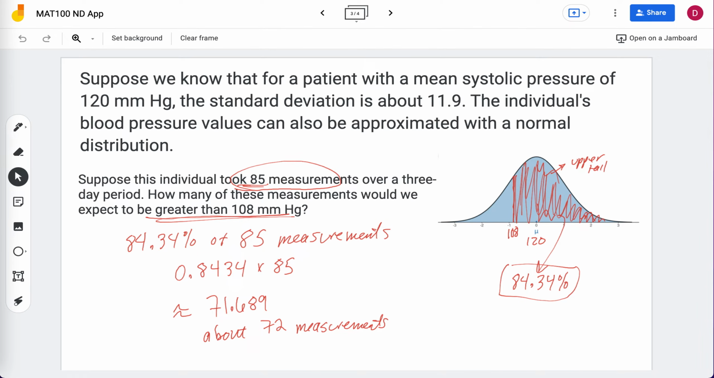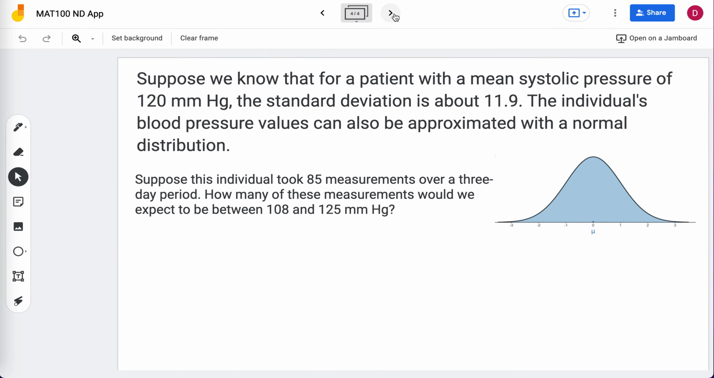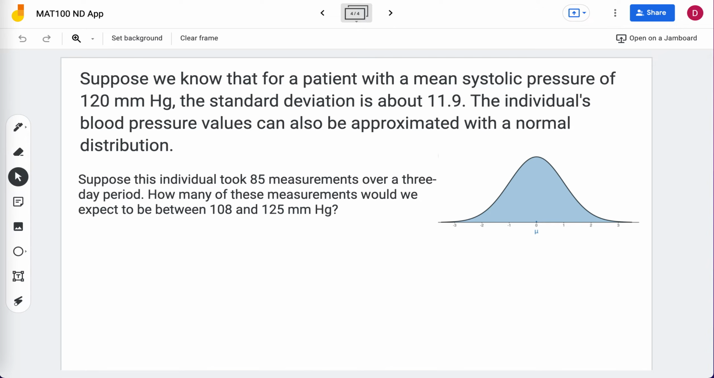Notice what we had to do here is we first calculated the percent with our calculator, and then we brought the percent into the problem to calculate the number of measurements. We now have one more example where we're going to consider an interval. This is going to be very similar to what we've been doing in the last two slides, but on the calculator, we're going to select that interval option. If you want to pause the video now to try to label your picture, plug them into the calculator and see what you get. We're looking for the percent of values between 108 and 125, and then using that percent to figure out how many measurements out of 85 we'd expect.